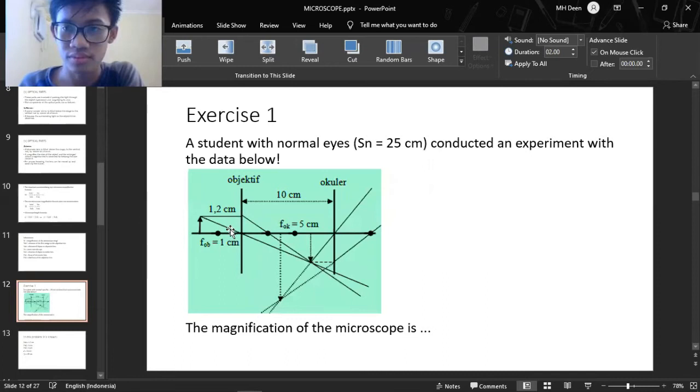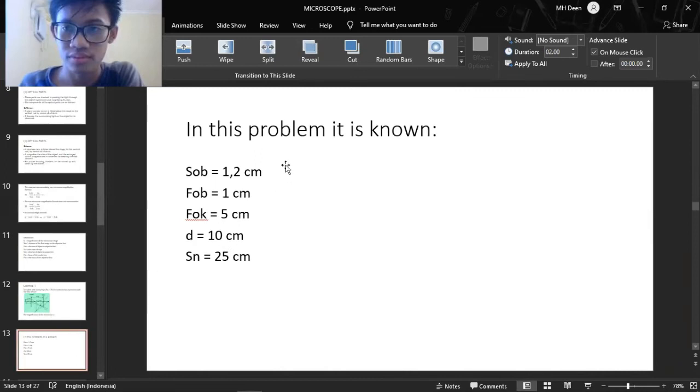Exercise 1. A student with normal eyes, S_N 25 cm, conducted an experiment with the data below. The magnification of the microscope is, from the picture above. We know the problem is known. S_OB is 1.2 cm. F_OB is 1 cm. F_OK is 5 cm. d is 10 cm. S_N is 25 cm.